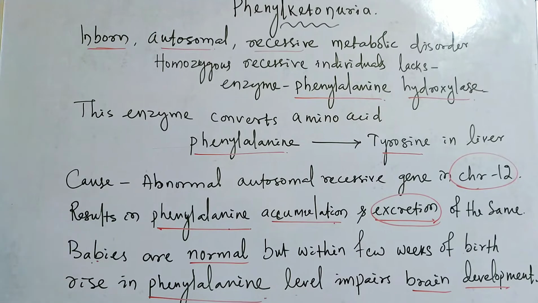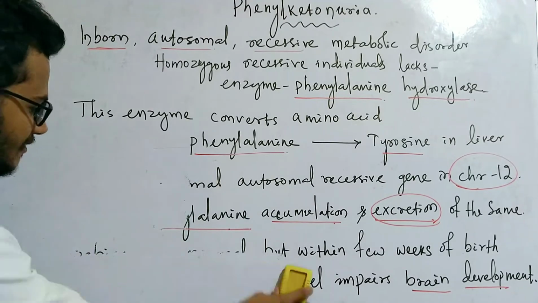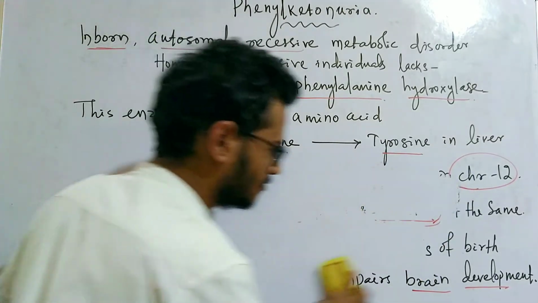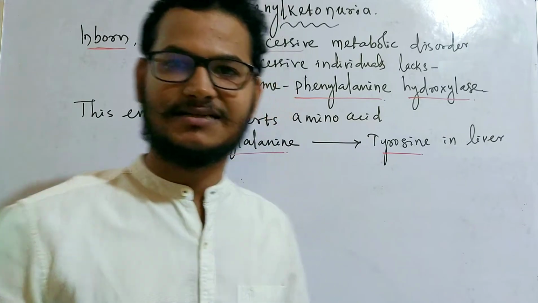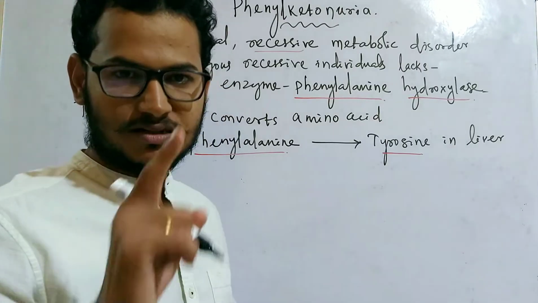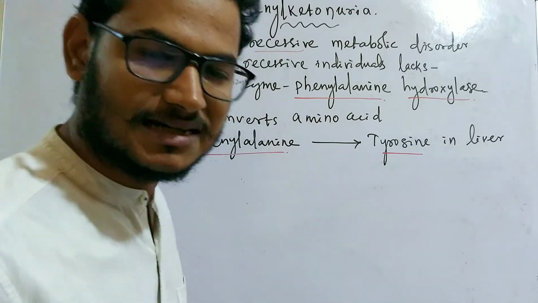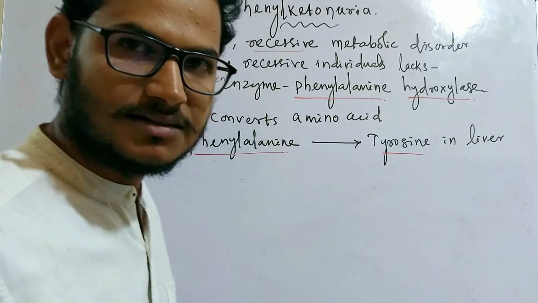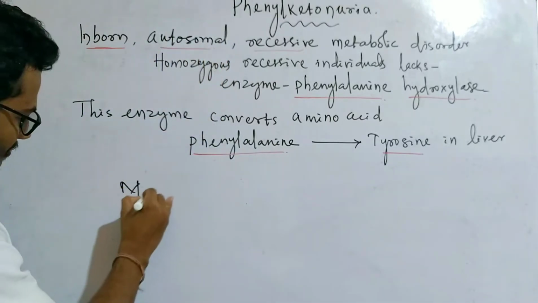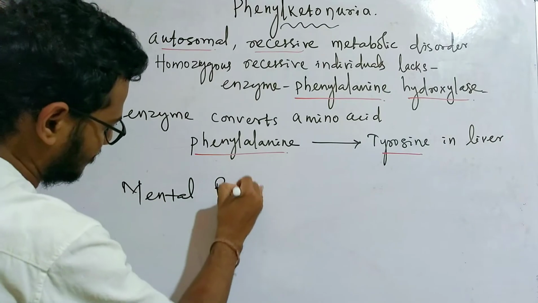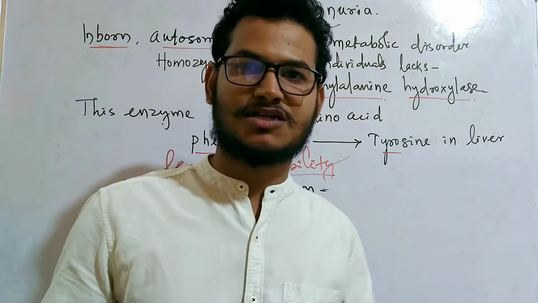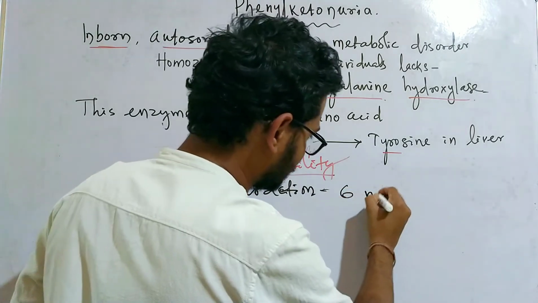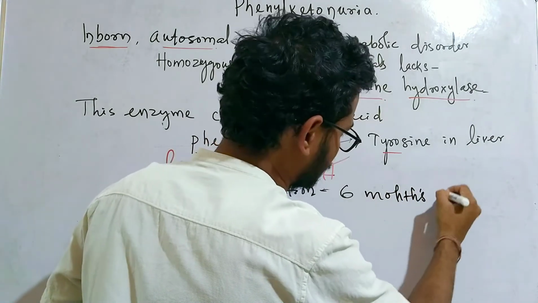Now let's see what the symptoms are. Let me write the different symptoms here. How can we know that the individual is affected with such a disorder? Number one, the first symptom, which is seen within 6 months of birth of the child, is mental retardation. Mental retardation takes place within six months of birth.